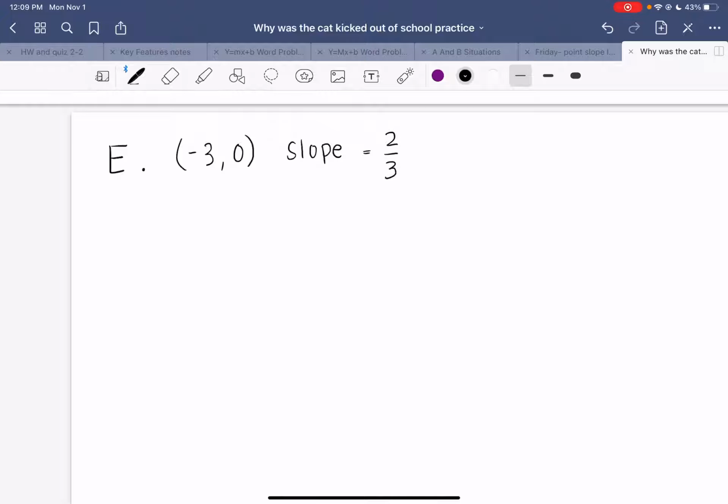So in order to find our y equals mx plus b, we're going to use point slope form, which is y minus y1 equals m parentheses x minus x1. So we're going to use the information given right here to substitute into our point slope form and then go from there. So we will first use this as x1 and y1. So our y and our x stay the same, so we would end up with y minus 0 equals 2/3 x minus a -3.